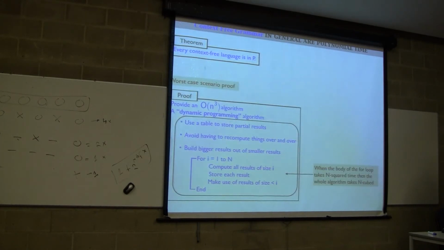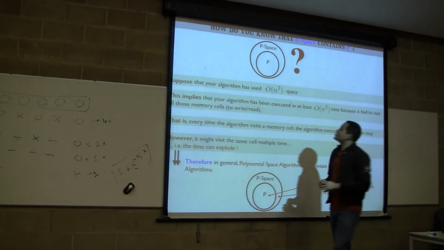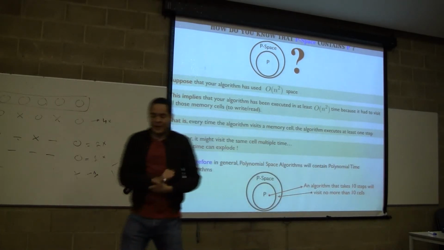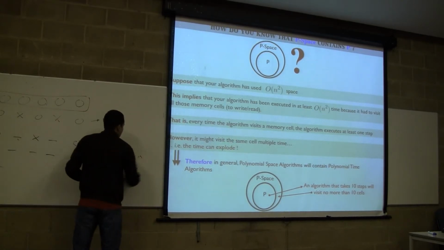Okay, so let's go to the next stage, which is trying to understand this relationship between P and P space algorithms. So we understand NP and P problems, and now we go into a larger set, which is the polynomial space algorithms, okay? And we want to understand the relationship between these two.